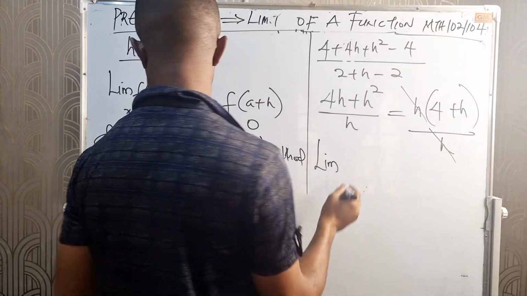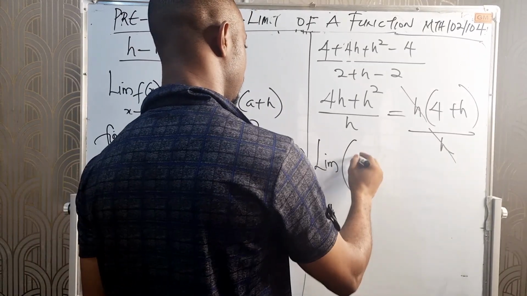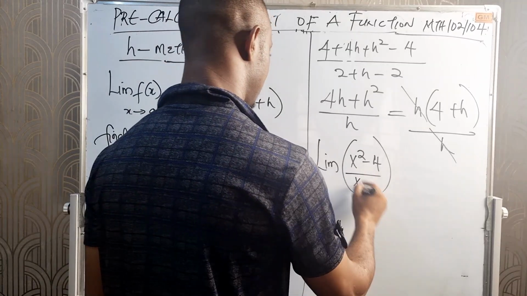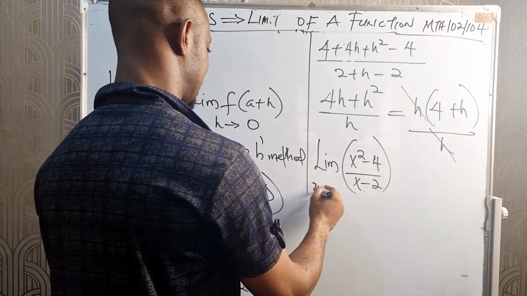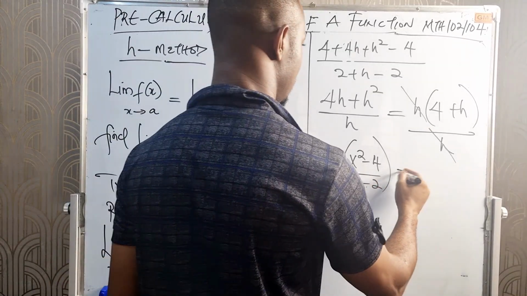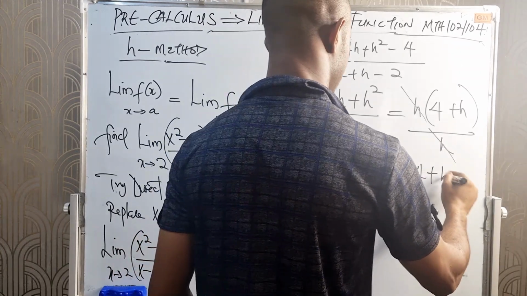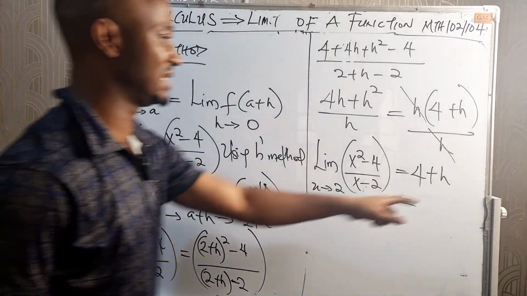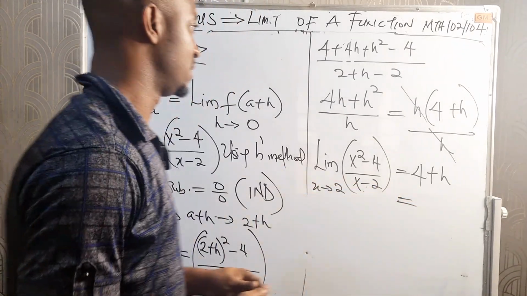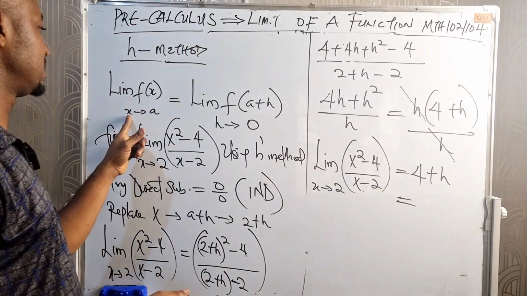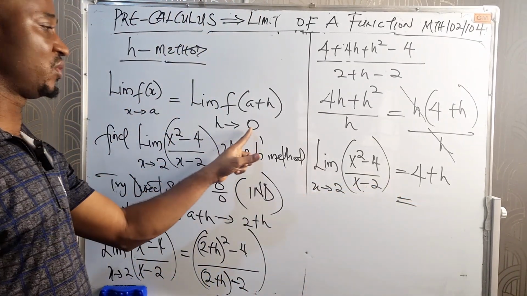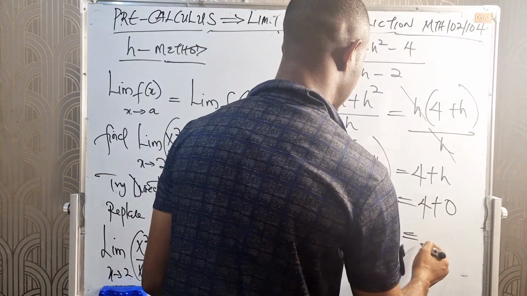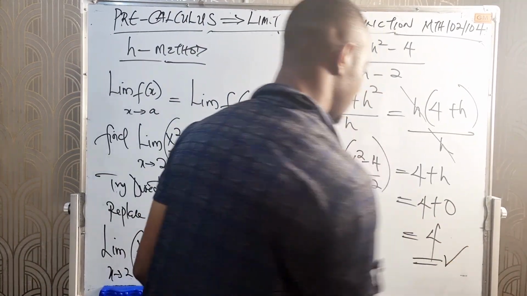Therefore, our limit of x squared minus 4 over x minus 2 as x approaches 2 is 4 plus h. Then, from the steps, I say we have to set this h to be 0, meaning we set the limit from x approaches a to h approaches what? 0. So here becomes 4 plus 0. The answer becomes what here? 4. Thank you.